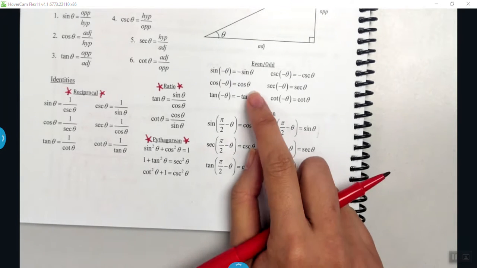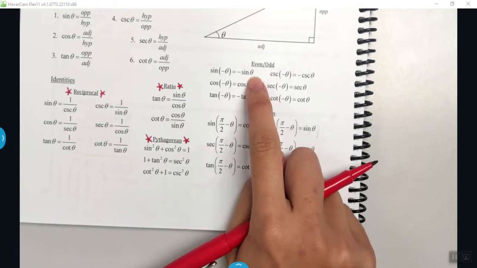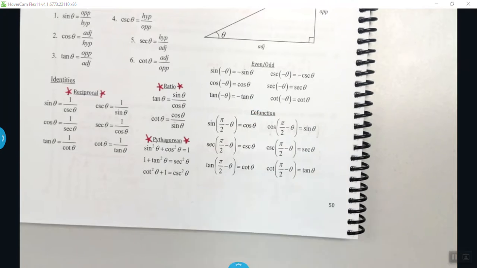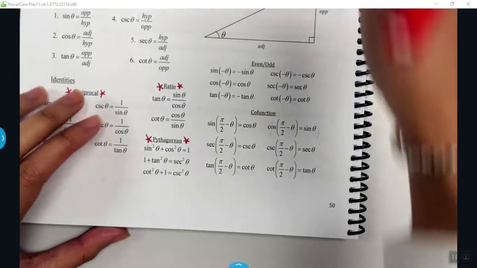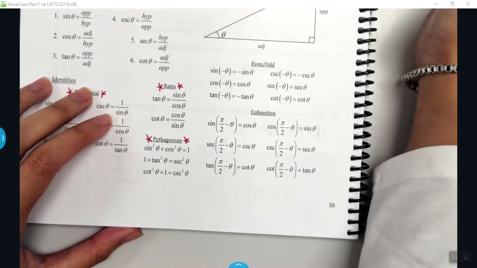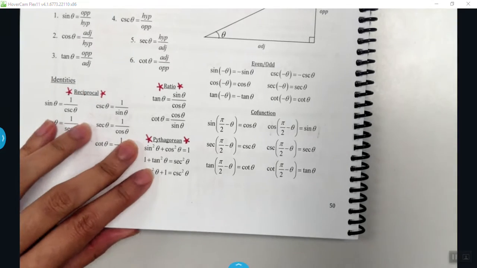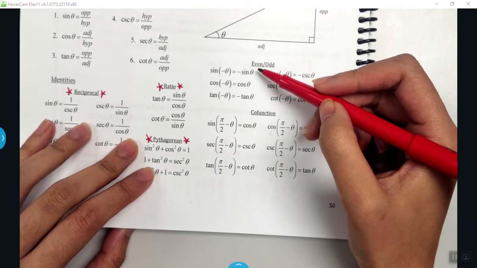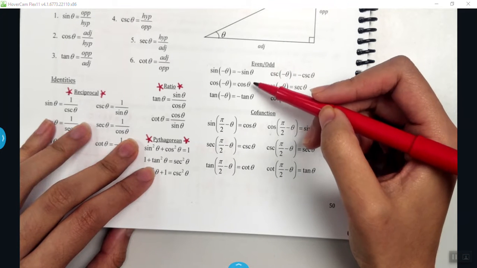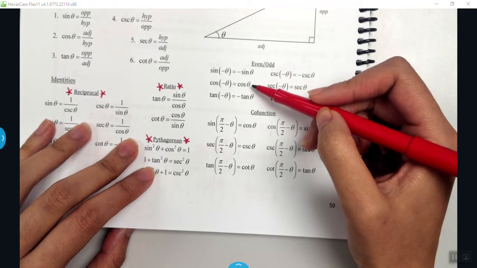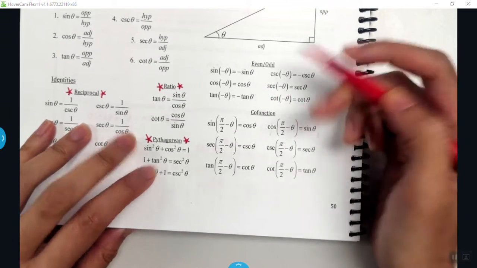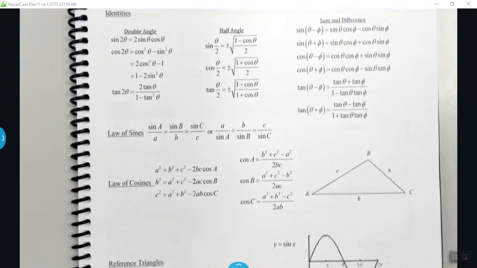You don't really need to know even, odd, although you should know that sine is an odd function, cosine's even, tangent's odd. Sine's odd, because it's symmetric across the origin. Cosine's even, because it's symmetric across the y-axis. Tangent's odd, because it's symmetric around the origin. But not necessary for you to memorize those identities.